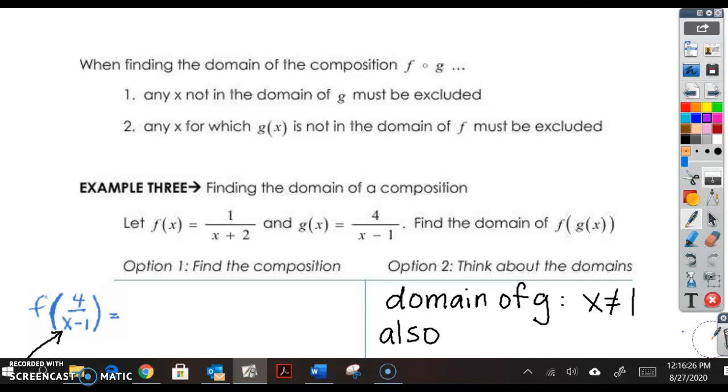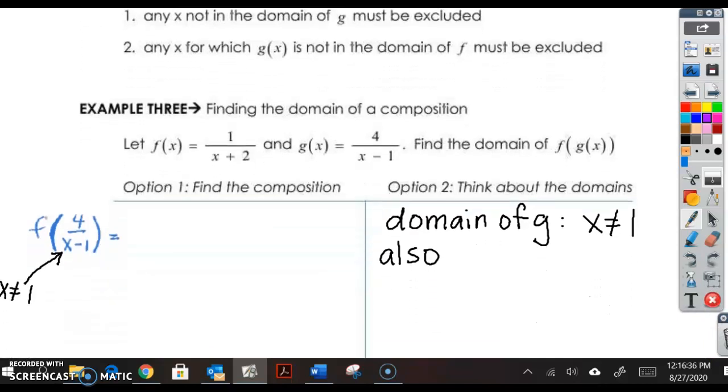So let's go ahead and look at our two equations for example 3. We've got f of x and we've got g of x, and we are finding the domain for f of g of x. Hold on just a second.